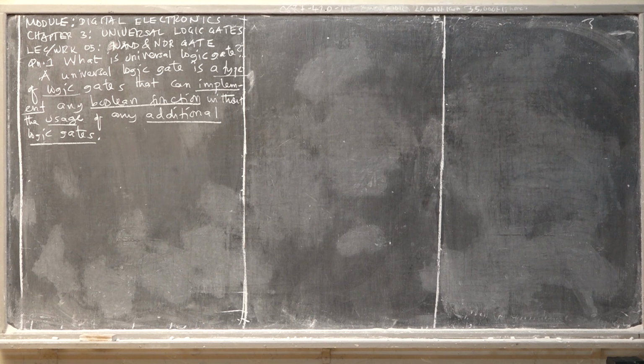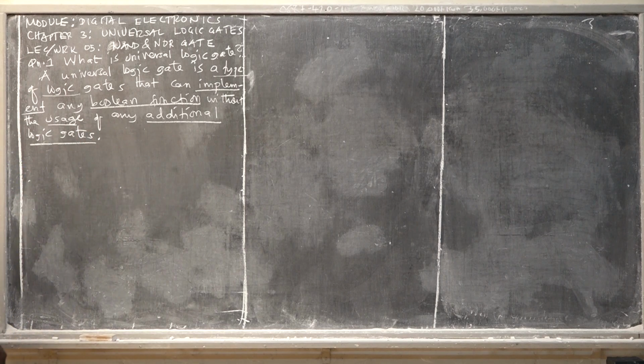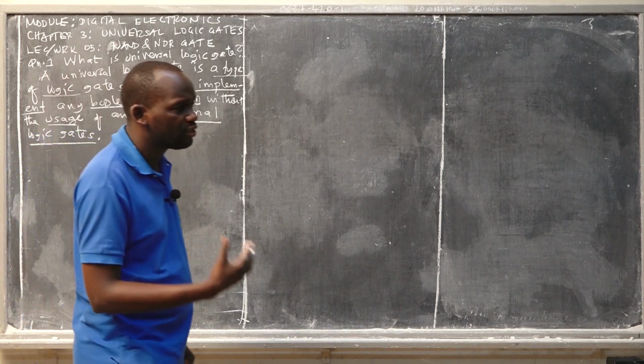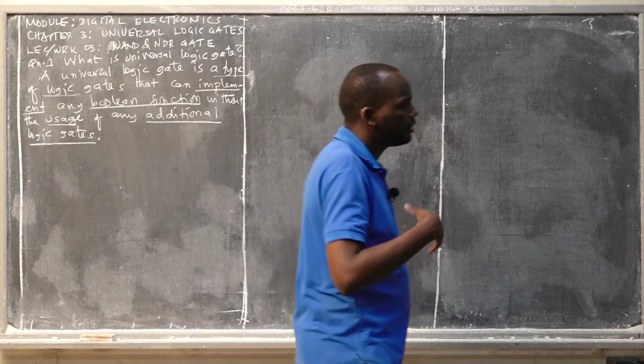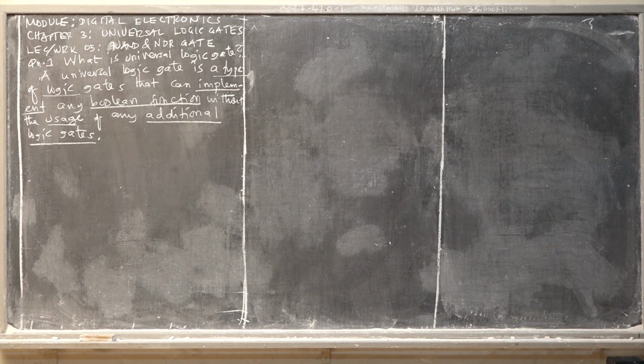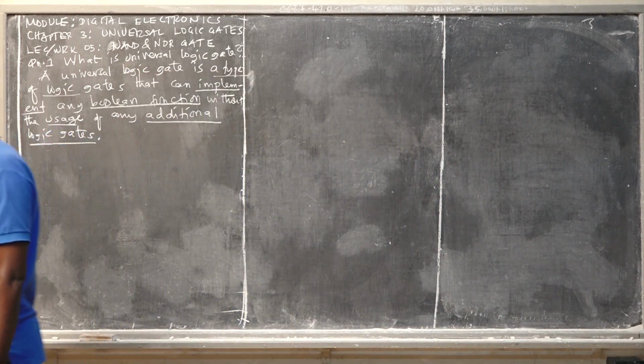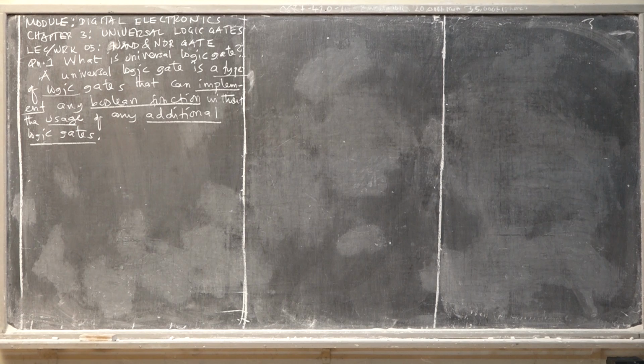The meaning of the word universal is that it has multiple usage. You can use it in designing different digital circuits which perform operations about particular Boolean functions. So once you have one universal logic gate, you don't need other gates. Why? Because you can find other gates within these universal gates. Are we together? Yes.